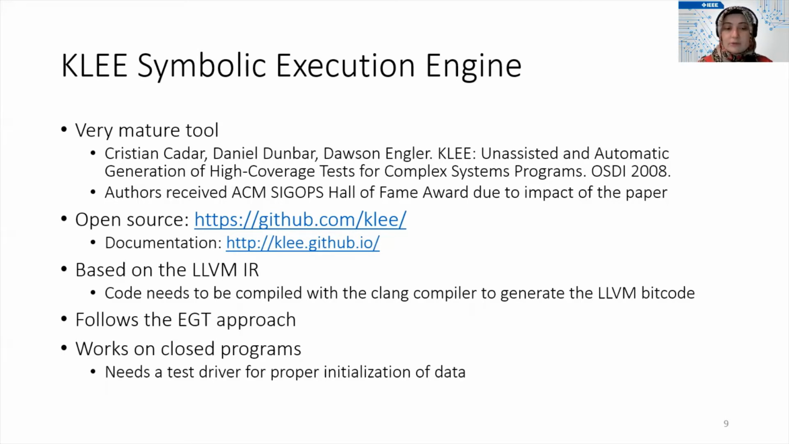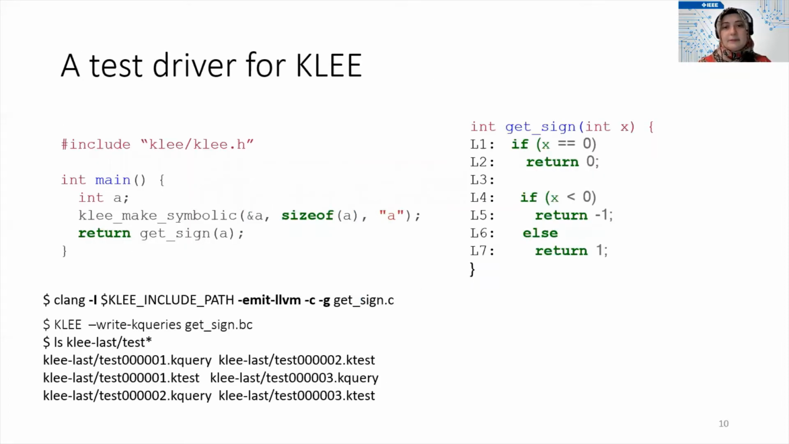KLEE works on closed programs. And what that means is that to analyze a function like getSign, we have to first create a test driver and tell KLEE which of the inputs we want to mark as symbolic, and then call the function we want to analyze. Here is an example. The small code that you see on the left-hand side is my test driver. First I have to include the KLEE header file because I'm going to call an API function from KLEE, which is klee_make_symbolic.